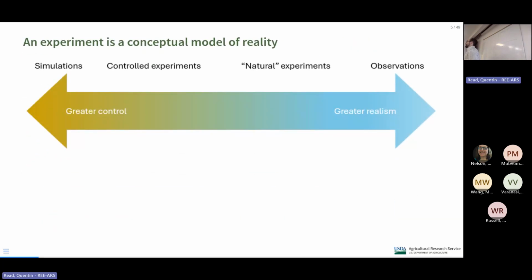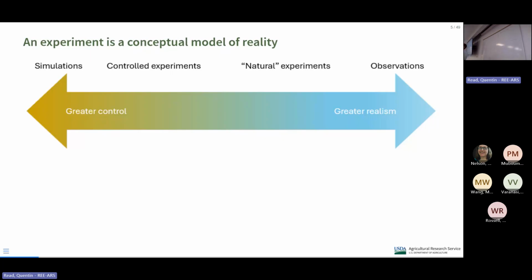I mentioned already, an experiment is a model, a conceptual model of reality. Just like a computer model or a simulation is a model, or a map is a model of a piece of land. It's a simplified and abstracted mimic of something that's in the real world. And so I see experiments as falling along a trade-off when it comes to models of reality, between control of the variables and realism.